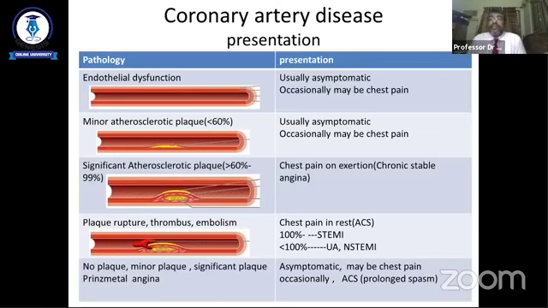So I think this is the lecture on acute coronary syndrome today, and I think you have understood it very clearly, if you paid attention properly to this lecture.